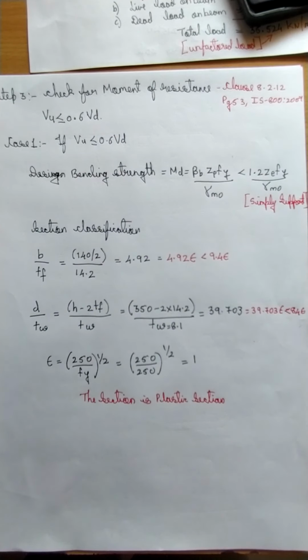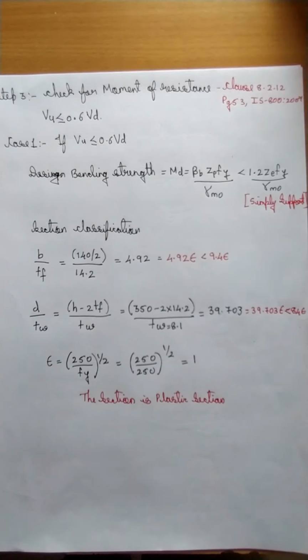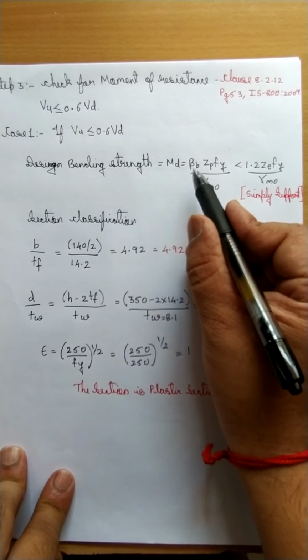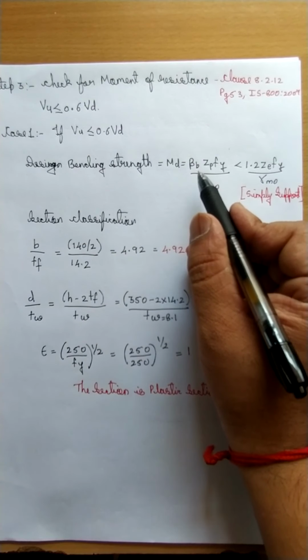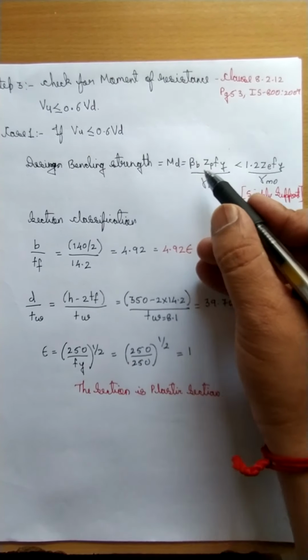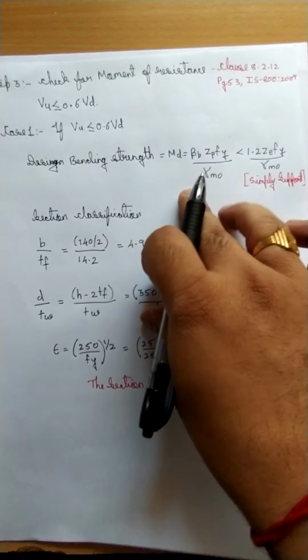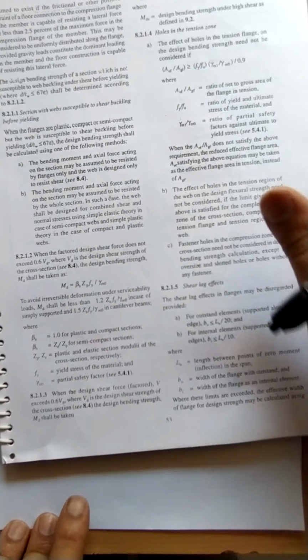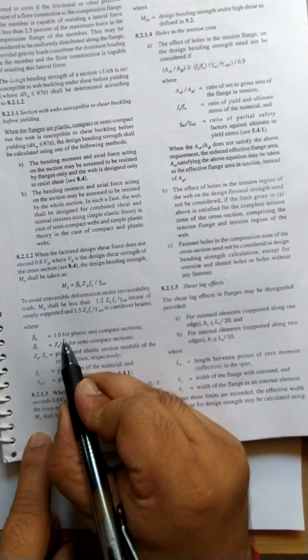Why we are doing so much? Because you can see here we have a component called beta b, which is dependent on the type of the section. Now we have classified the section. As the section is classified as plastic, I will go to the clause. So beta b is 1 for plastic.